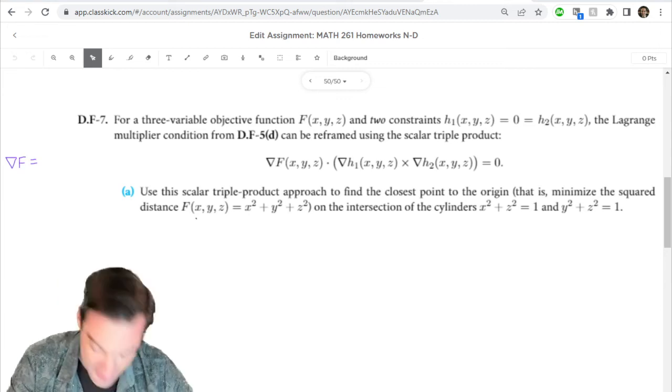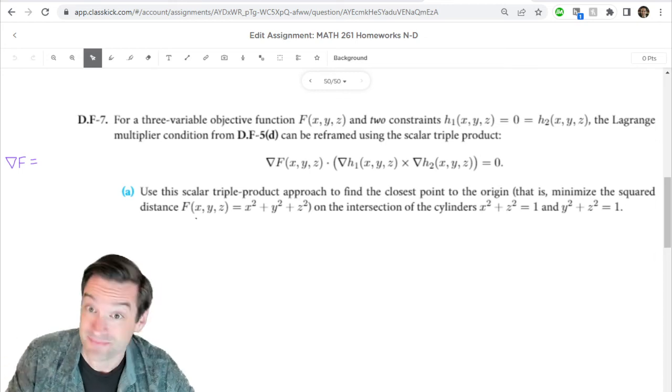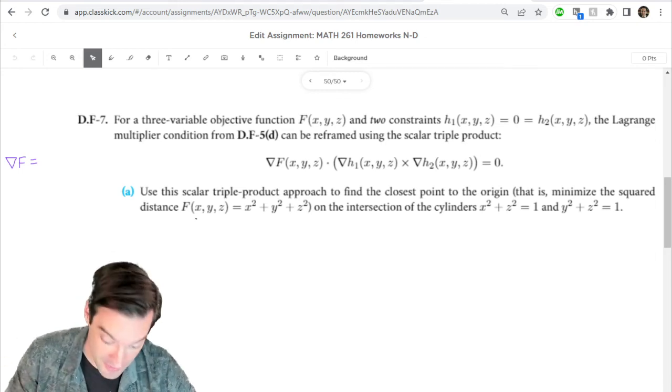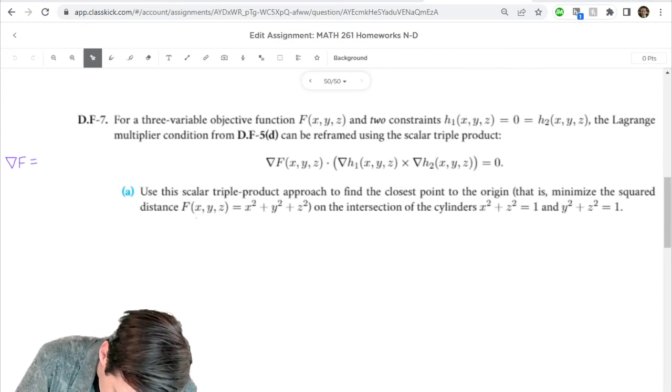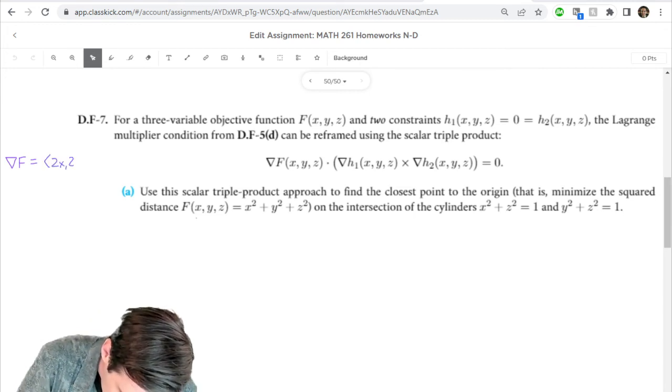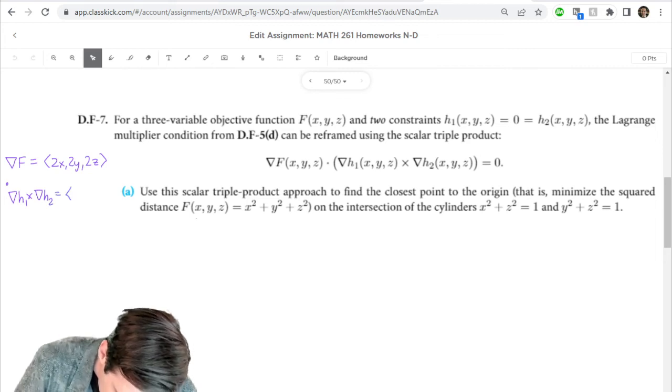So I guess I'll say it this way. The tricky part in Lagrange multipliers is almost always the algebra of figuring out how to get your x, y, and z values out at the end of the day. And so in this example, when you take the gradient and you take its triple product with the gradients of the constraints, when you take their cross product, you get something like... what do you end up getting there?